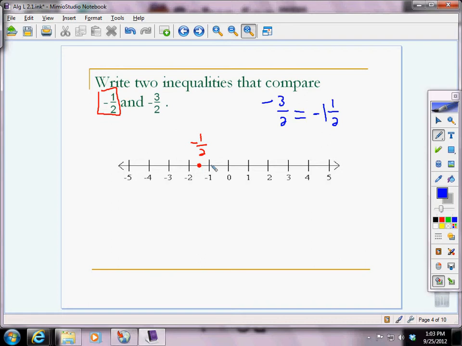So in this case, we would, and oops, I realize I just made a mistake. I apologize, guys. Let me move this over. Halfway between 0 and negative 1. I apologize for that. So negative 3/2 will be go over 1 and a half, again in the negative direction, and that's negative 1 and 1/2.